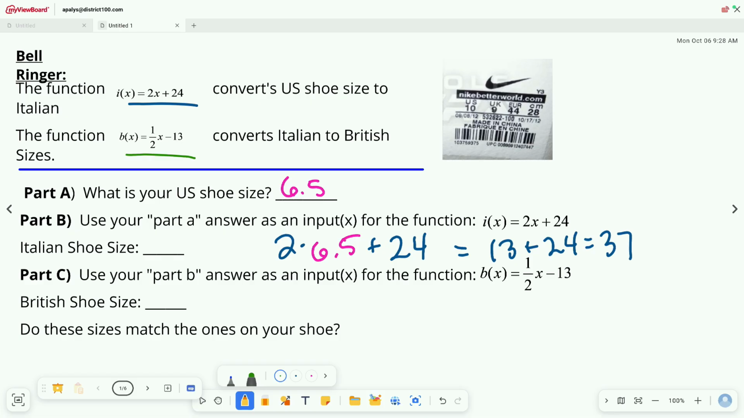All right, so we're going to take that 37 and put it into 1/2 times 37 minus 13. Oh, this is going to be a point, so this isn't going to work. But a 39 would be a point as well. All right, so half of 37 is 18.5, minus 13 is going to give us a 5.5. Does yours say 5.5 for the UK? 6, because it's not going to have it as a half size. Okay, so US might be the only one that has half sizes.